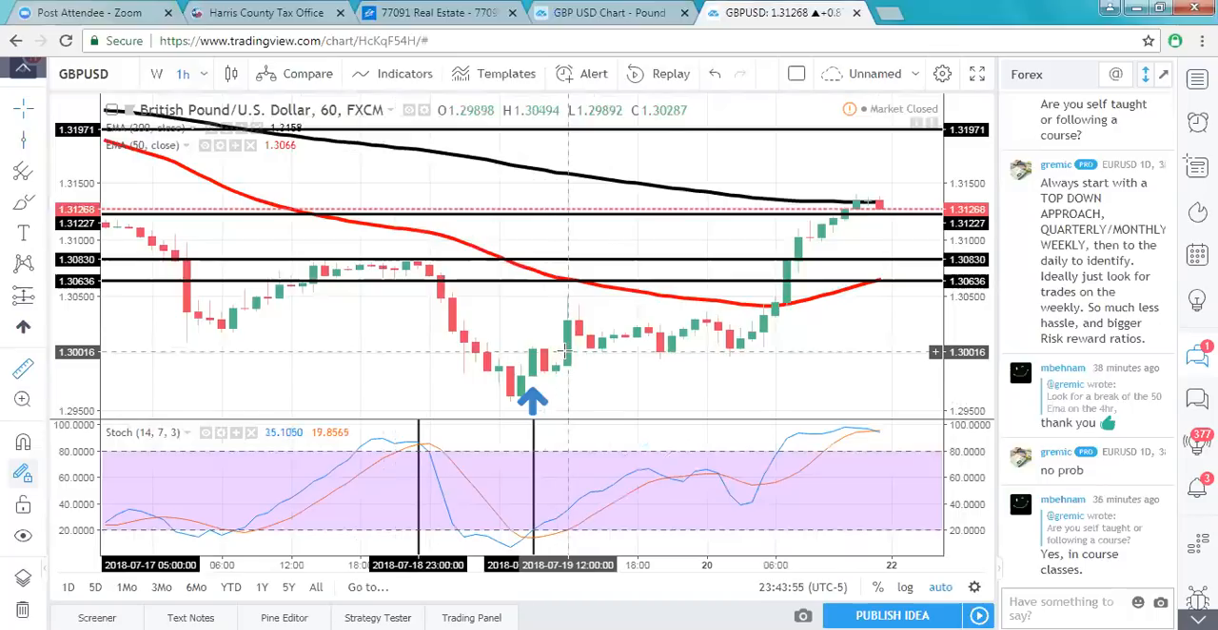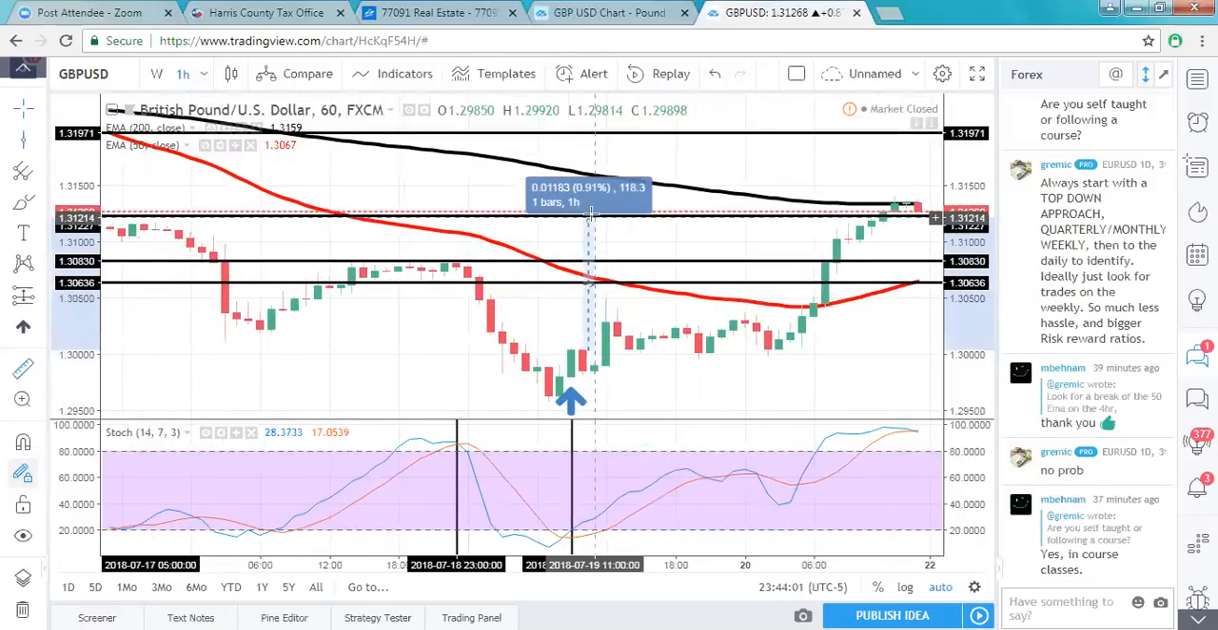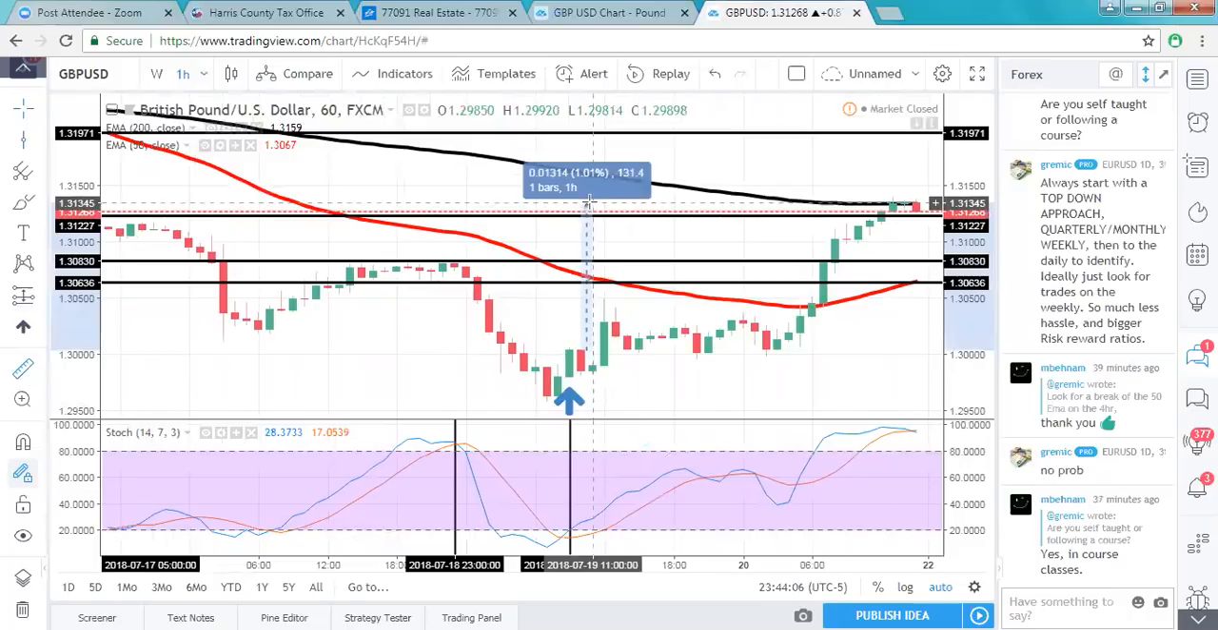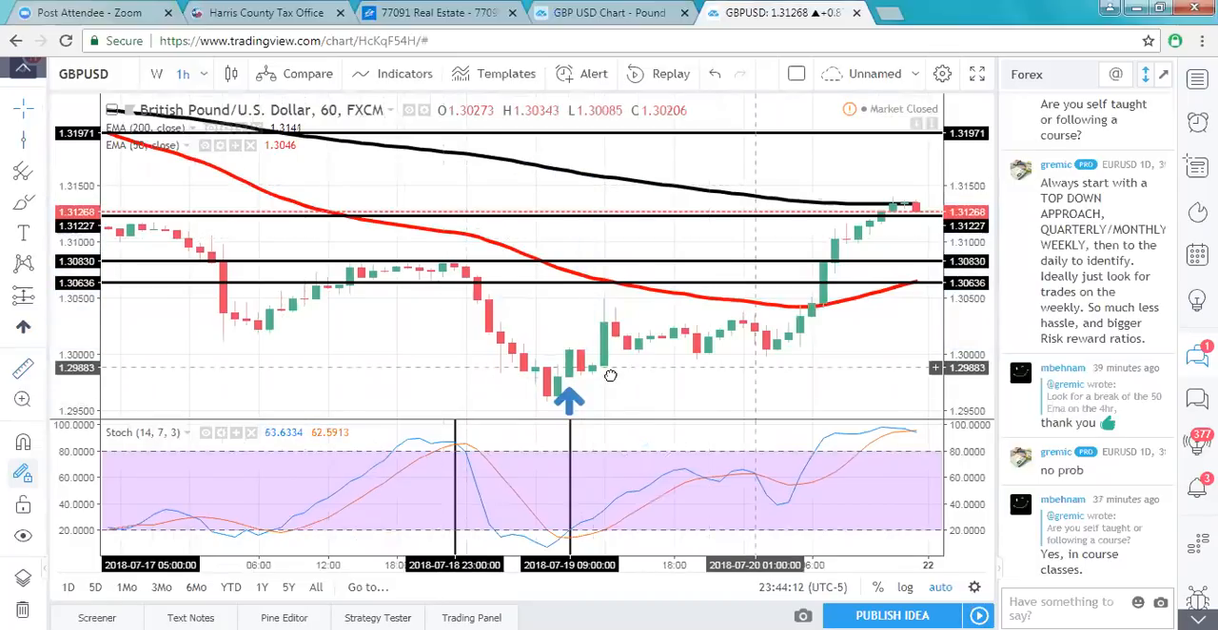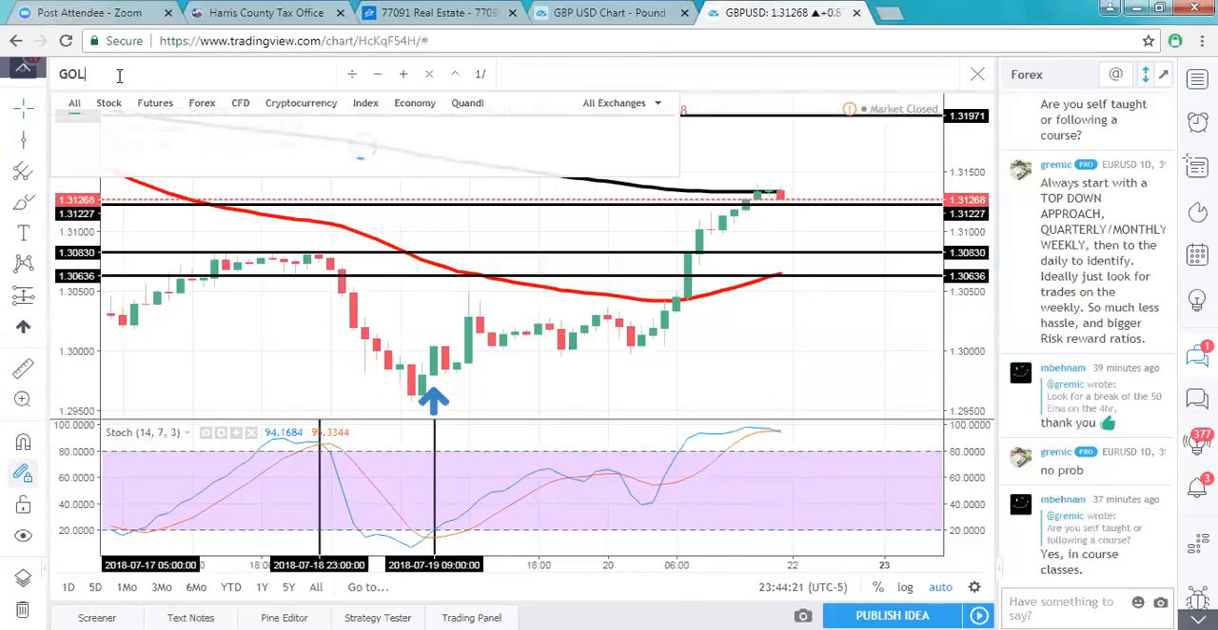So that's your entry candle. Like I said, you would have had a little drawdown, but you would have been up to here. So that's 131 pips. And like I said, you would have still been in, or you could have been getting out because you see the stochastic cross. I'm going to show you guys one more example.